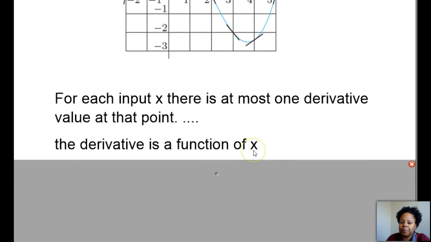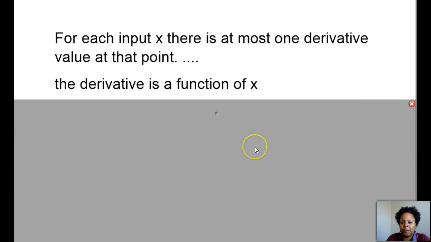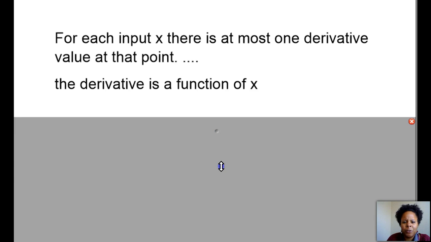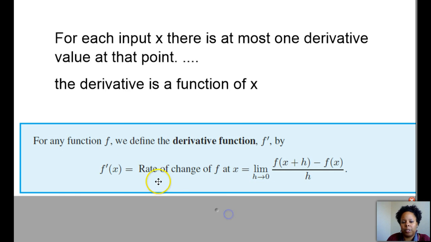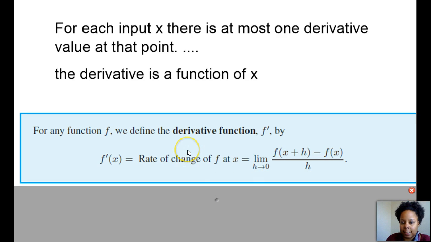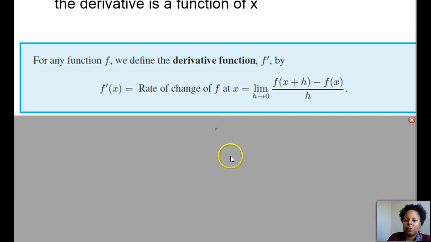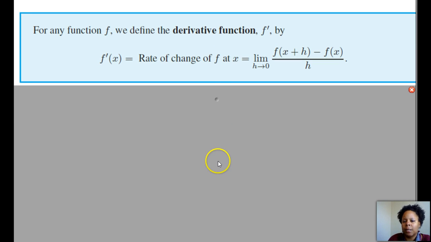And to determine what the derivative function is, we use the definition of the derivative. With the derivative function, we're going to call it f prime as notation, or g prime depending on what the name of the function is, and it's the rate of change of f at x. And we know that is computed as the limit as h approaches 0 of f of x plus h minus f of x, all over h. And that's what we learned last time. And so that's how we define the derivative function.